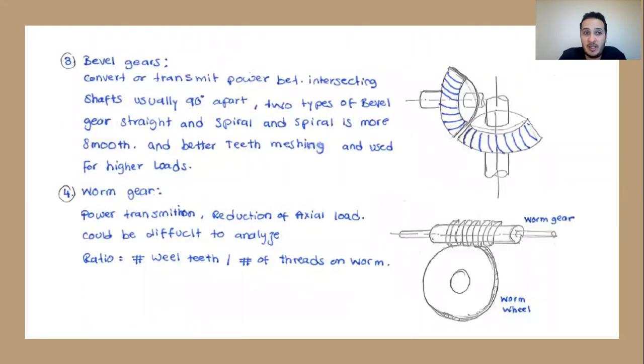You also have the bevel gears, which convert or transmit power between two intersecting shafts, usually 90 degrees apart. There are two types of bevel gear, straight and spiral. The spiral is smoother, has better teeth meshing, and is used for higher loads.